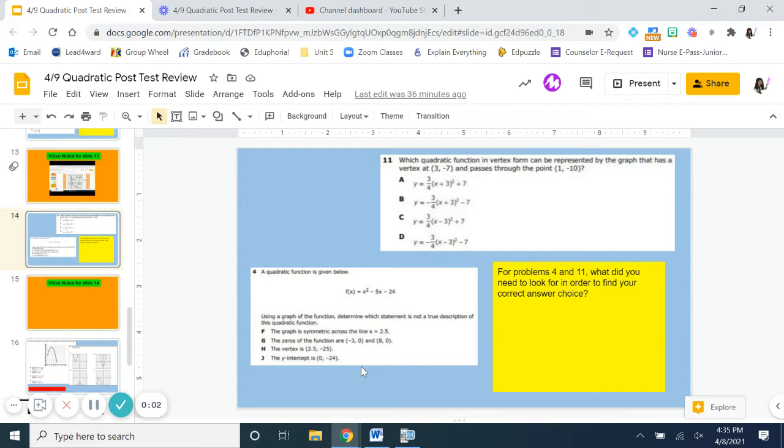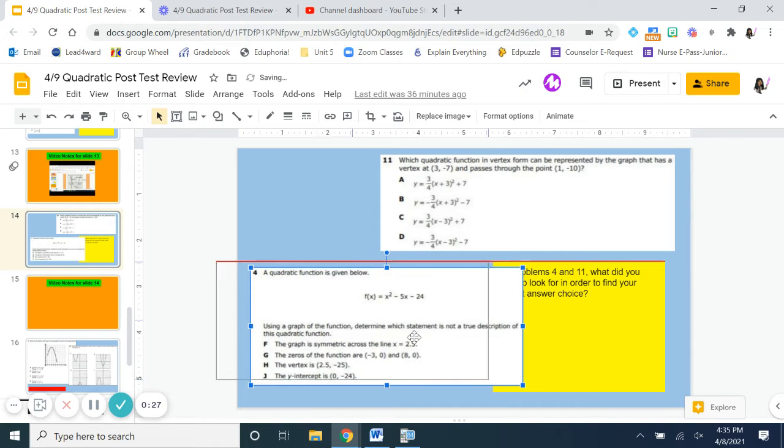Right, guys, so on this next set of problems, I'm looking at problem number 4 and problem 11. Let's look at problem number 4 first. It says a quadratic function is given below, and it gives you the function. Using a graph of the function, determine which statement is not a true description of this quadratic function. So there's a lot of things going on here. I'm actually going to make this just a little bit bigger.